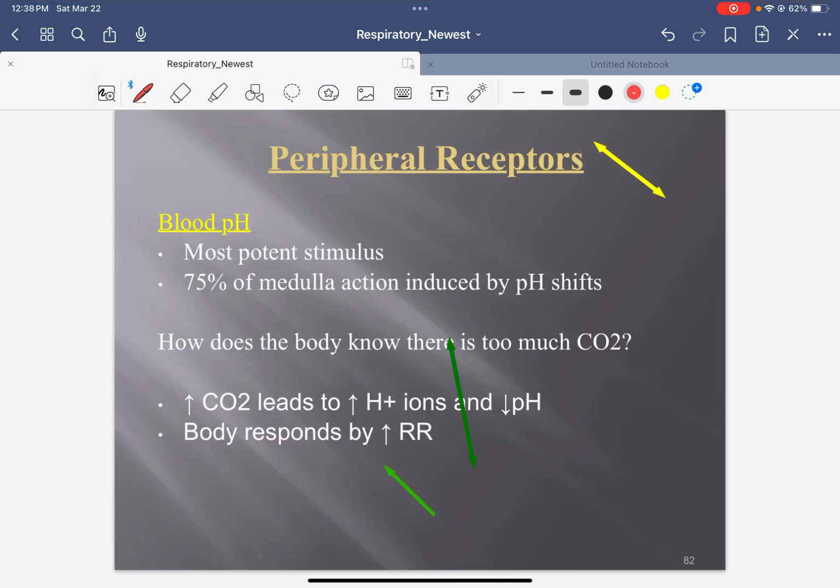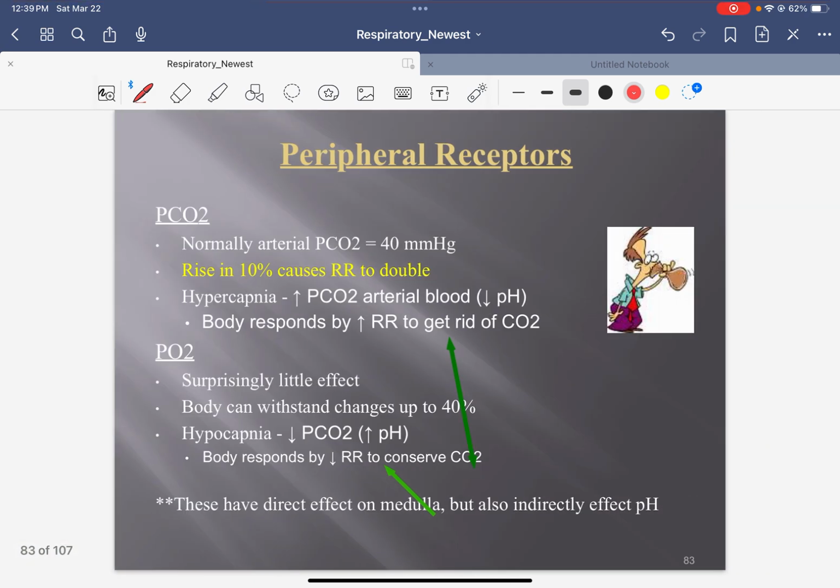What I want you to know is the thing that causes most of our respiratory changes is changes in pH. The majority of our medulla action, when we need to change respiratory rate, is caused by pH changes. So within the respiratory system, the biggest factor of why we need to alter respiration is pH changes.